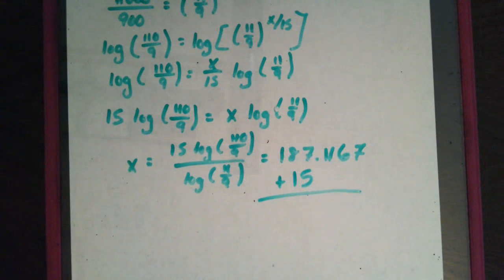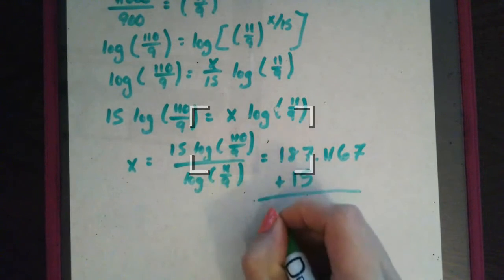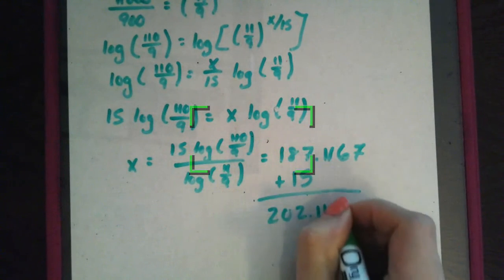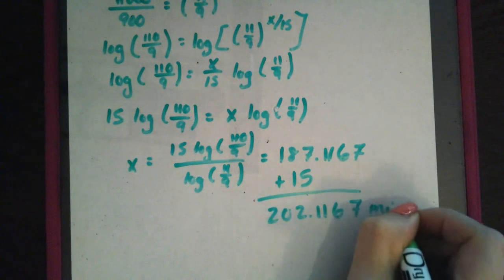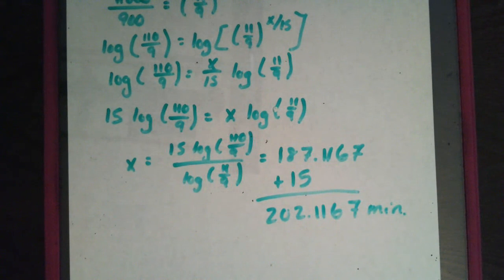And that's going to give us 202.1167 minutes. So a question you might be asking yourself is, why did we add 15 minutes to this problem, but not the doubling period? So this fourth part was asking when the population will reach 11,000.